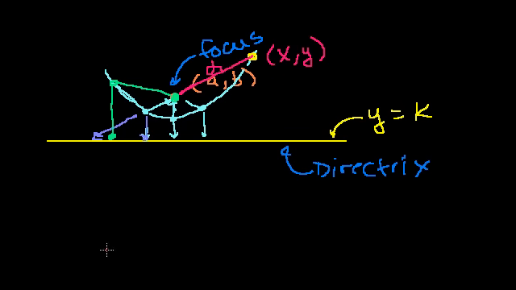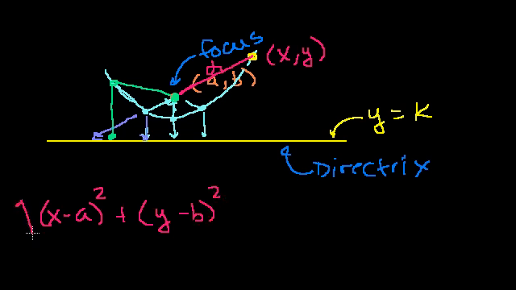d1. Well, we just use the distance formula. It's x minus the x coordinate of the focus, so it's x minus a squared. So the difference in the x's squared, plus the difference in the y's squared, y minus b squared, the square root of that. So this is the distance to the focus. So I'll call that d1. That's this distance right there.